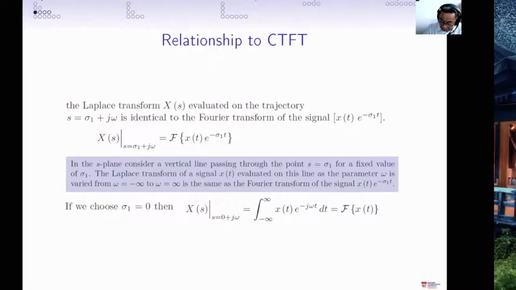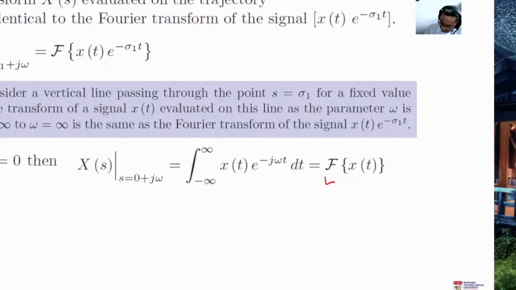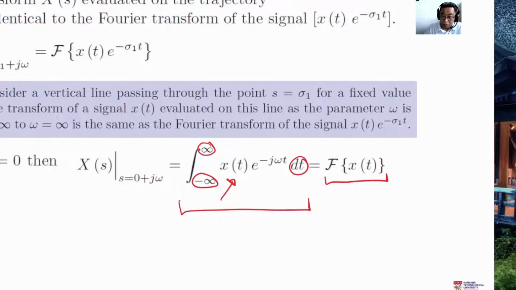We'll now talk about the relationship of the Laplace transform with respect to the continuous time Fourier transform. Let's remind ourselves of the continuous time Fourier transform definition. Given x(t), the continuous time Fourier transform is an integration from minus infinity to infinity with respect to time, multiplied by e^(-jωt). Now, you'll see that the only difference with the Laplace is this is e^(-st).